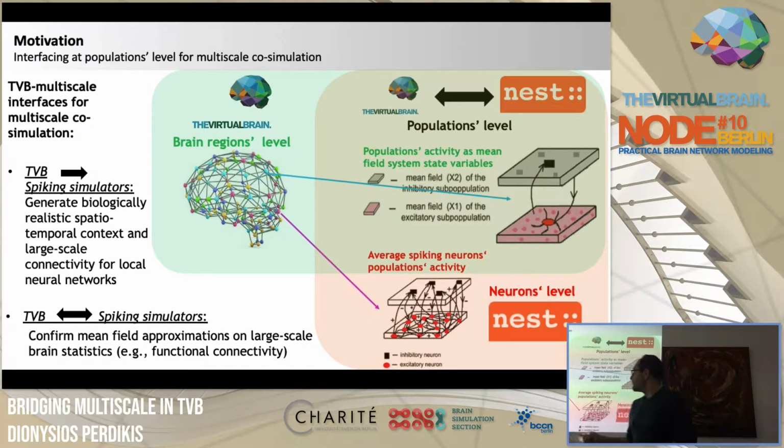But there are also cases where we will be interested in a bidirectional coupling between the fine and the large scale, mainly in order to validate the different mean field approximations, not on local statistics this time, but on large scale brain statistics. In other words, we could answer questions like, how does the functional connectivity of the whole brain change if we substitute the mean field models with spiking models, at least for some regions of the brain?